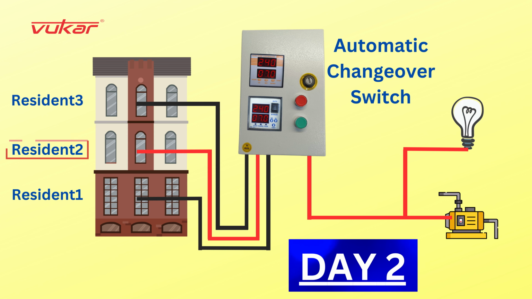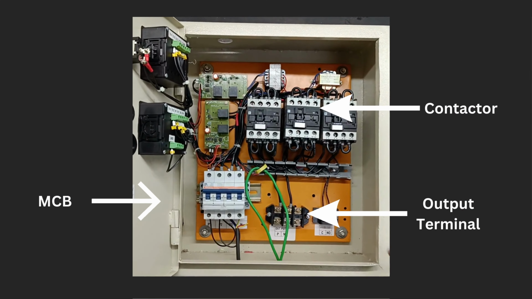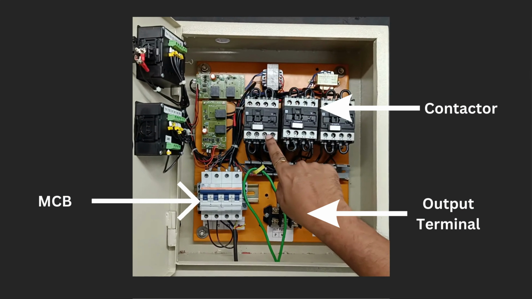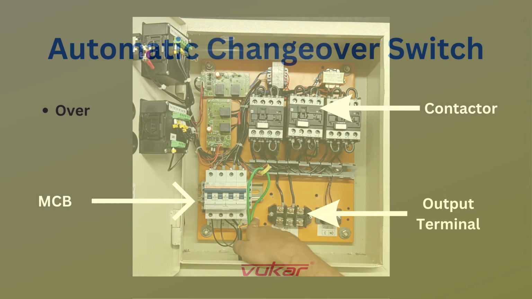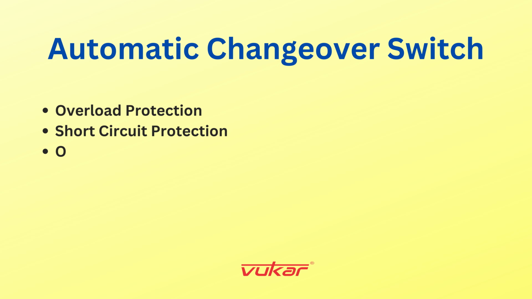like lighting, water pump, camera, or you may have another equipment. This changeover switch will help to distribute the load consumption equally between each resident in the apartment based on the timer. It also has overload, overvoltage and undervoltage protection.